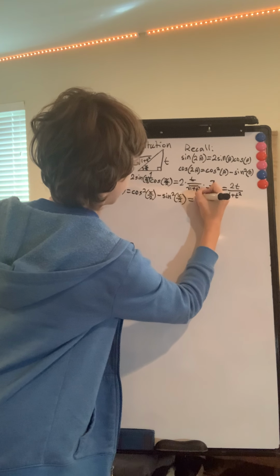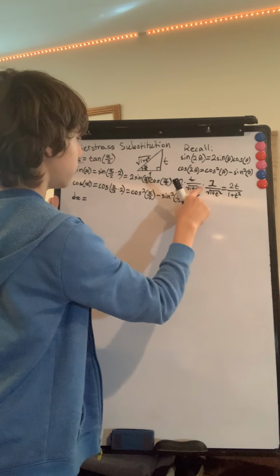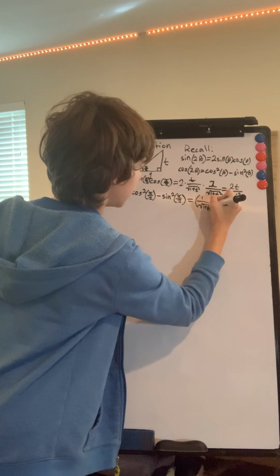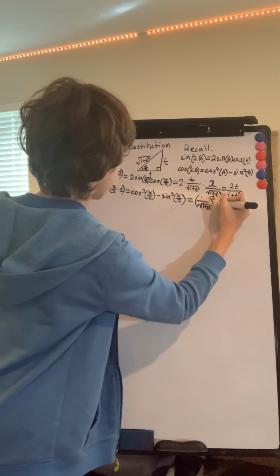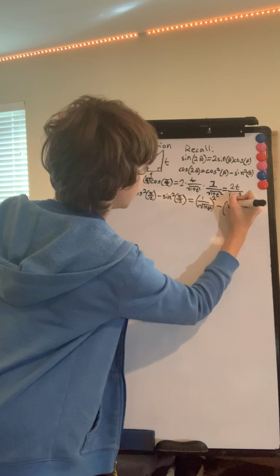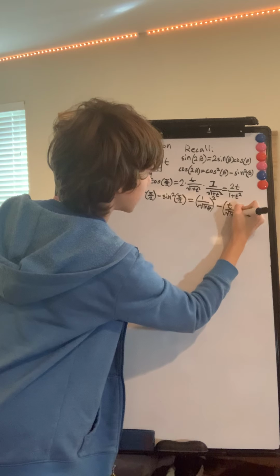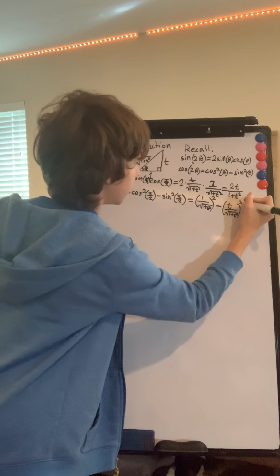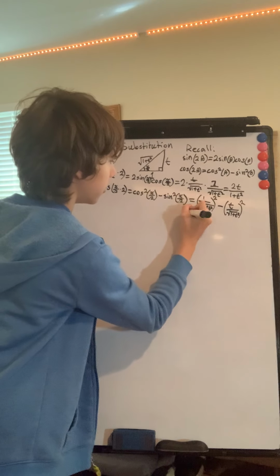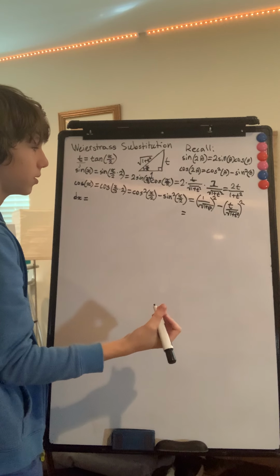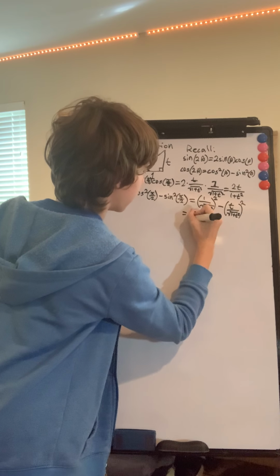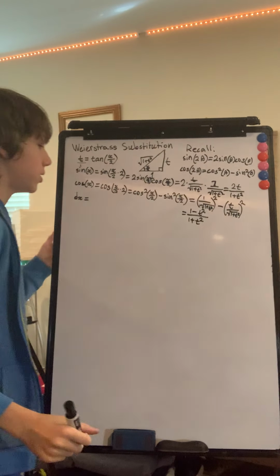So cosine of x over 2 is just 1 over 1 plus t squared. So we square that, minus sine of x over 2, which is just t over 1 plus t squared. Okay, well, that's pretty easy to compute, right? We get the same denominator, naturally. So in the end, we just get 1 minus t squared over 1 plus t squared, which is pretty nice.